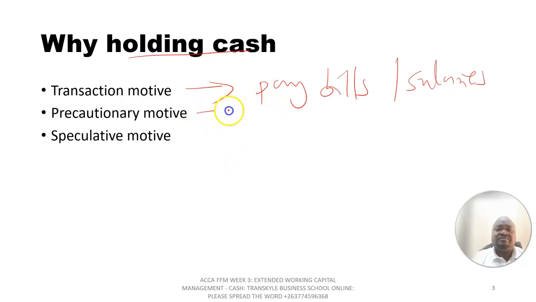Then the second motive is the precautionary motive. Sometimes, when things are hard or when they are good, we shouldn't utilize all the cash. Why? Because we will limit ourselves in terms of any eventualities. All right. So we need to be on the safe side. We don't have to use it all up.